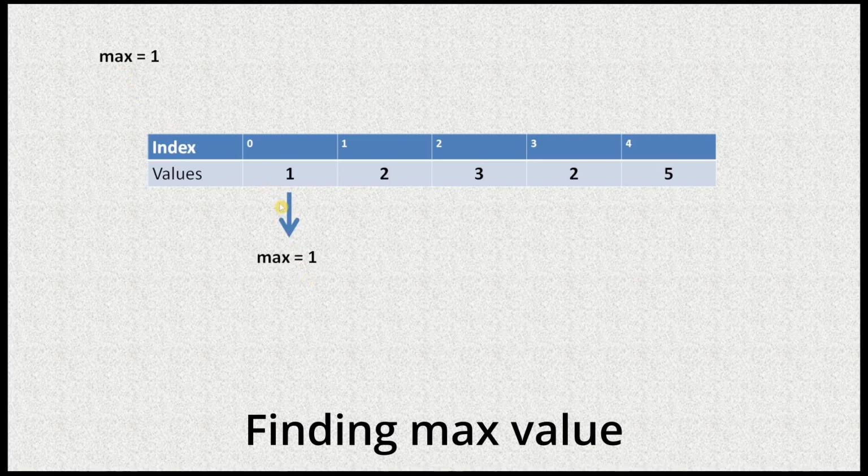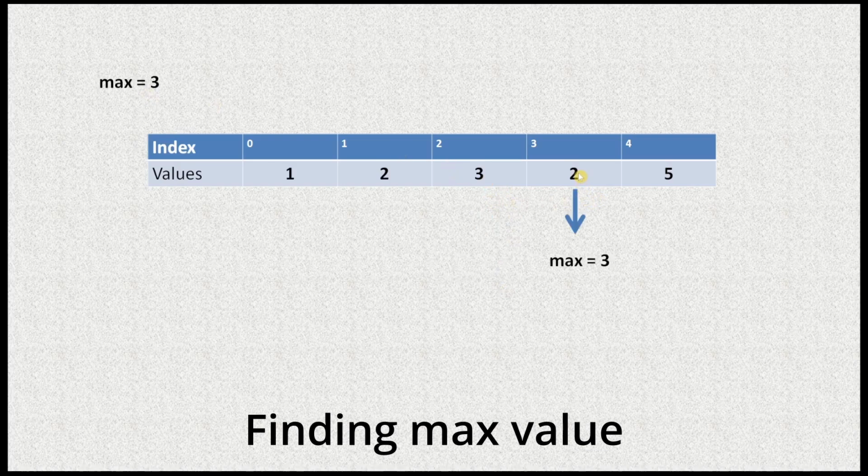Let's do that. So we will compare our max value of 1 with this value. So 1 is not greater than 1, so we'll leave our max value as is. Now we will go on to our second data point. Since 2 is greater than 1, now we will have to assign our max value as 2. You can also see the changes over here. Now we will compare it with the third data point. Since 3 is greater than our previous maximum value, now we have to assign 3 as our maximum value. You can see it over here as well.